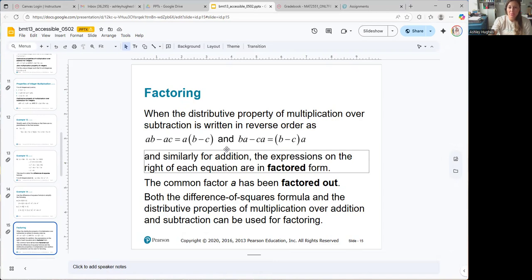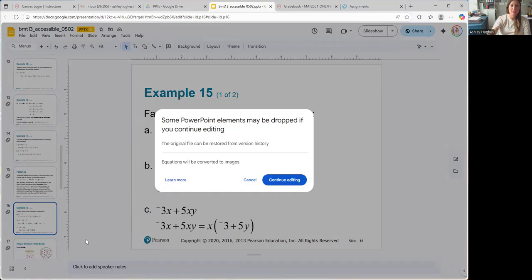This is the distributive property, and then talking about factoring out versus factoring in. So you can kind of think about it backwards. The distributive property is when you're multiplying into something. Factoring is when you're trying to pull out the common factor. Okay, so here's an example.